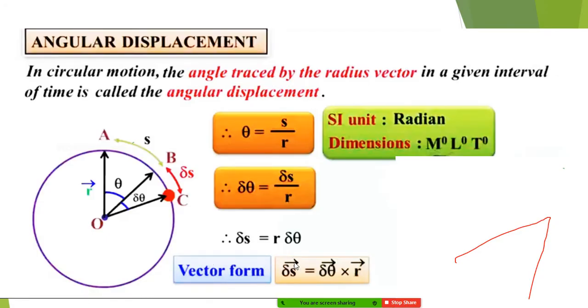How to make the vector form equation? It's simple. We represent it by an arrow. This arrow represents the direction. The SI unit of theta is radian, and the dimension is M0 L0. There is no dimension for radian.